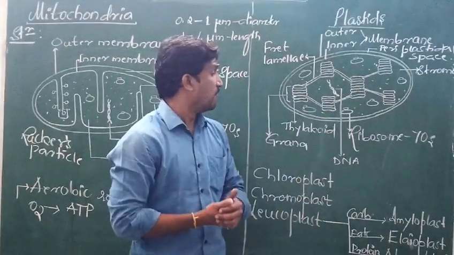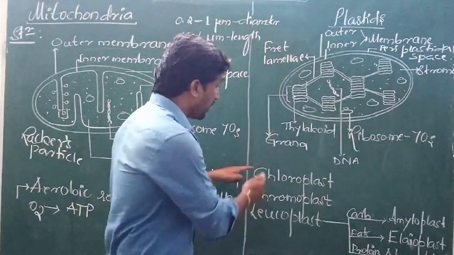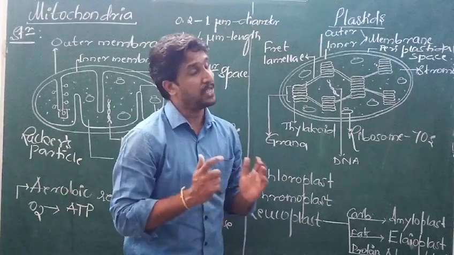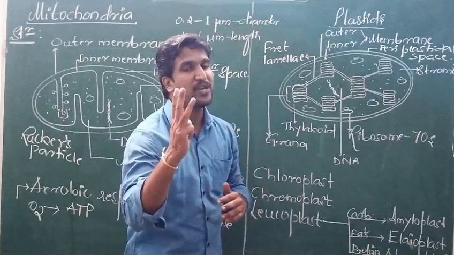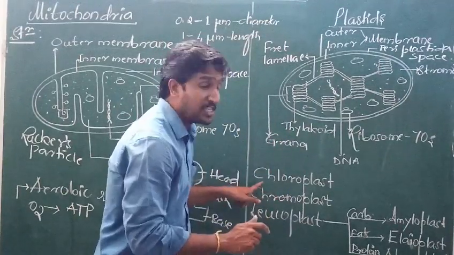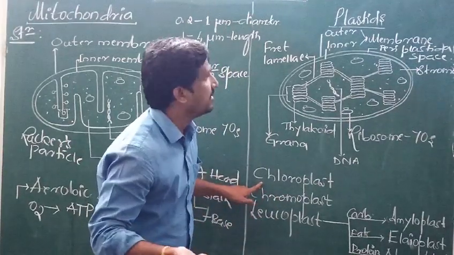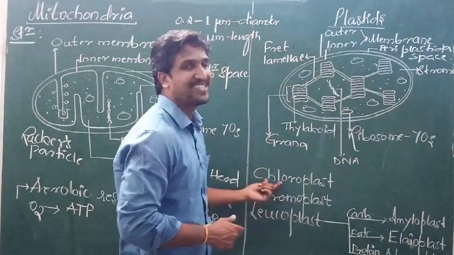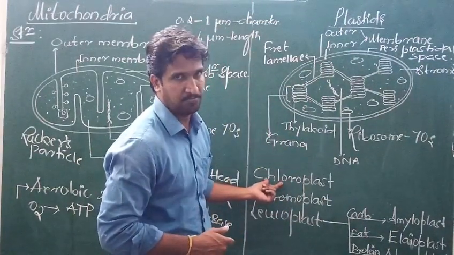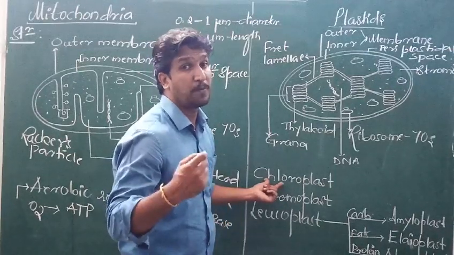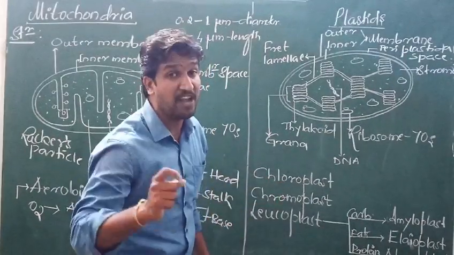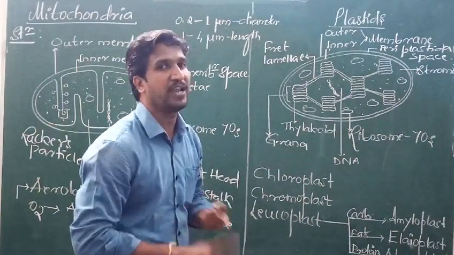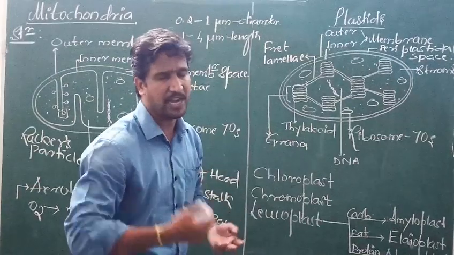So that is important. The plastids are of three different types on the basis of the pigment present in them. Plastids are classified into three different types based on the presence of pigment in them. If the plastid contains chlorophyll pigment along with carotenoids, those plastids are called chloroplasts. It may be chlorophyll A, chlorophyll B, chlorophyll C, like that. Chlorophyll A and B are most important.